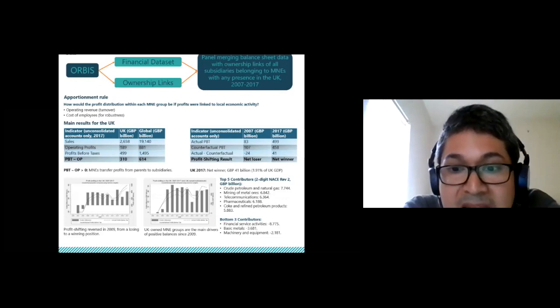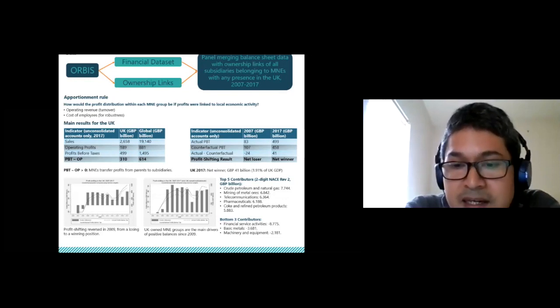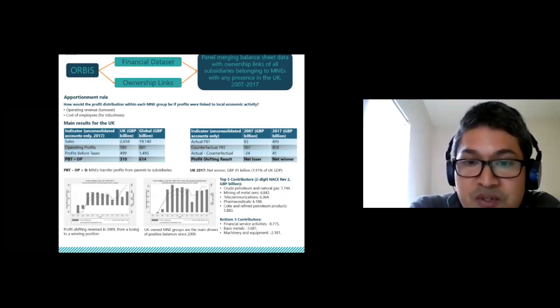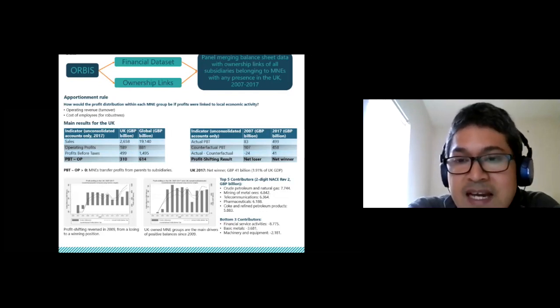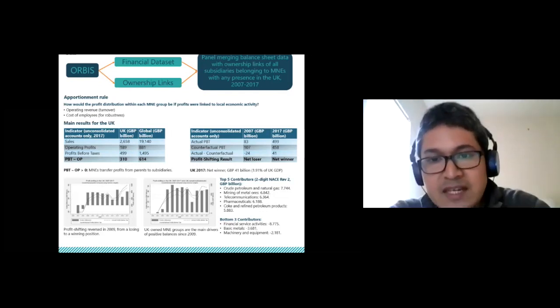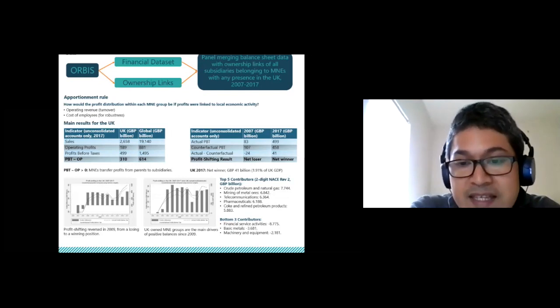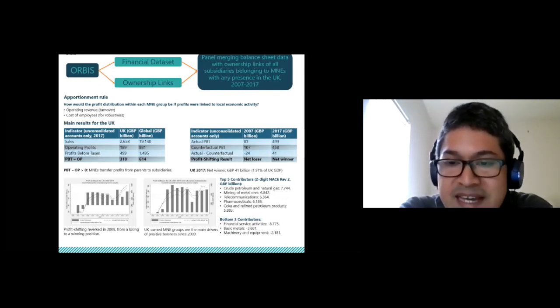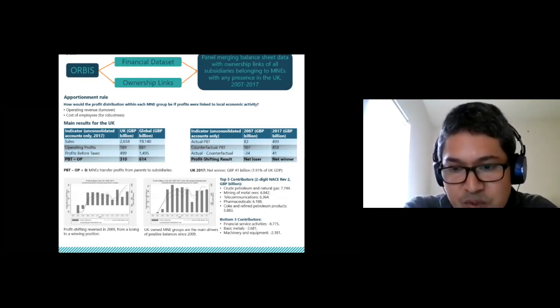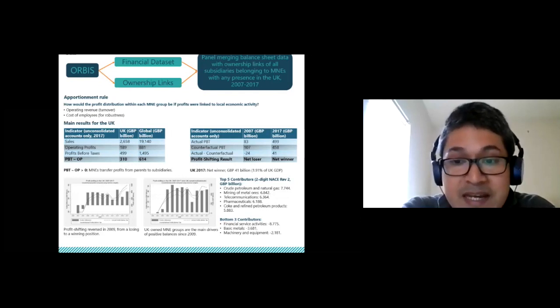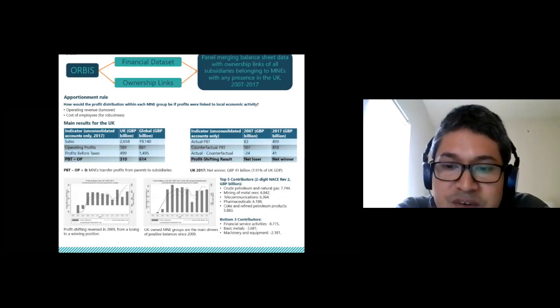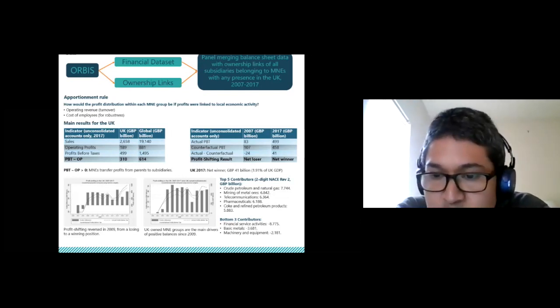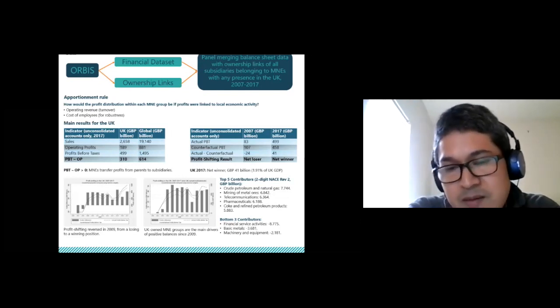On the contrary, looking at the bottom 3 contributors, those with the largest negative result in terms of profit shifting, we find that surprisingly, the main loser is the financial service activities industry with almost 9 billion pounds of negative result, followed by basic metals with nearly 4 billion, and machinery and equipment with almost 2.2 billion pounds.